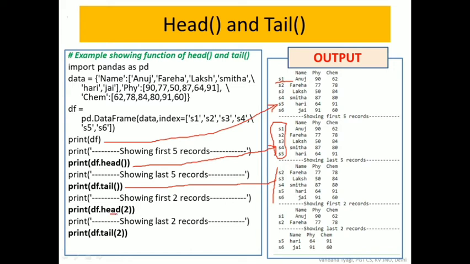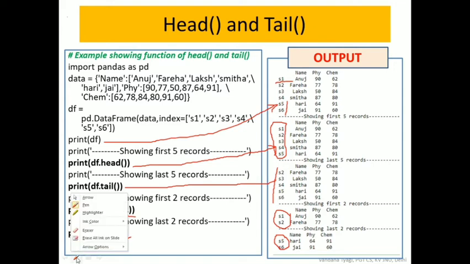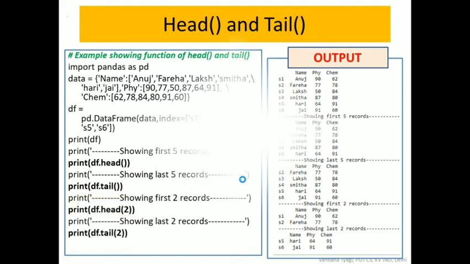Then head(2) shows me 2 records, S1 and S2 only, the first 2 records. And tail(2) shows the last 2 records, which are S5 and S6. So when we need some small amount of data from the data frame, we can take direct help from the head and tail functions.